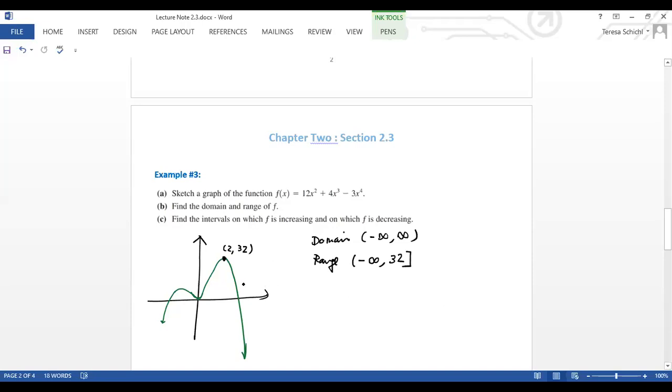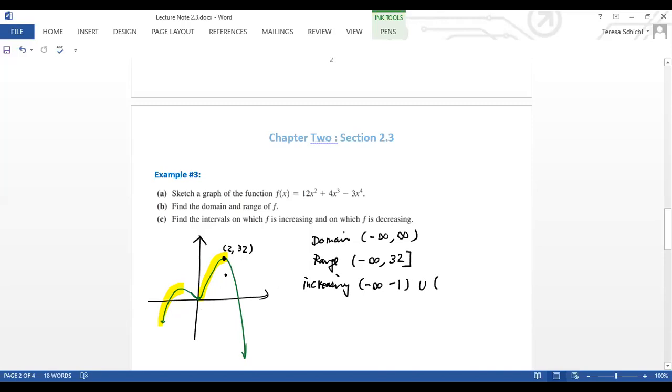Where f of x is increasing. Okay, so now we know this part is increasing here, right? So let's try to write our solution. So we know increasing. All right, so the increasing is from what? x could be from negative infinity, because it goes all the way to here, and all the way to where? To -1, right?